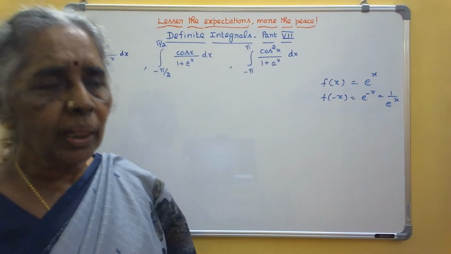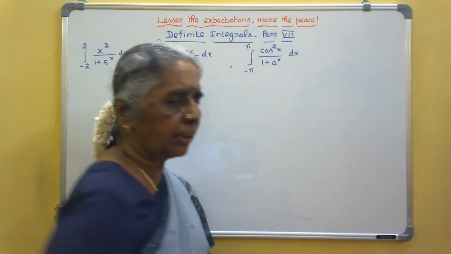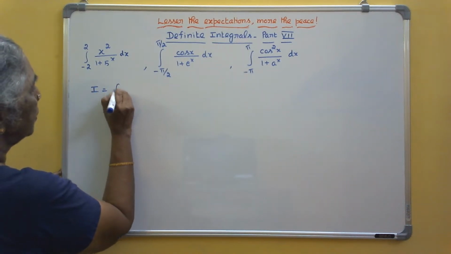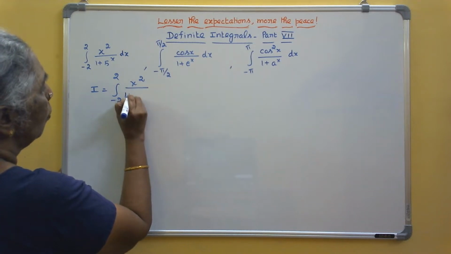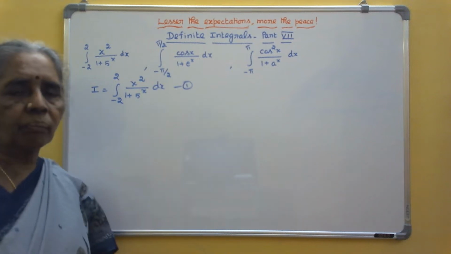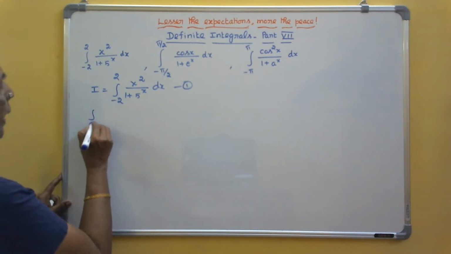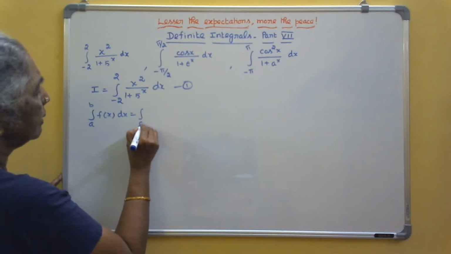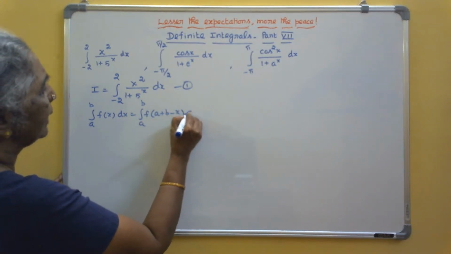Okay. So, let me tell you what we are going to do for these sums and how we are going to integrate. Let us take the first sum. I is equal to integral from minus 2 to 2 of x squared by 1 plus 5 power x dx. Mark this as 1. Now I am going to use the property: integral a to b of f of x dx is equal to integral a to b of f of a plus b minus x dx.